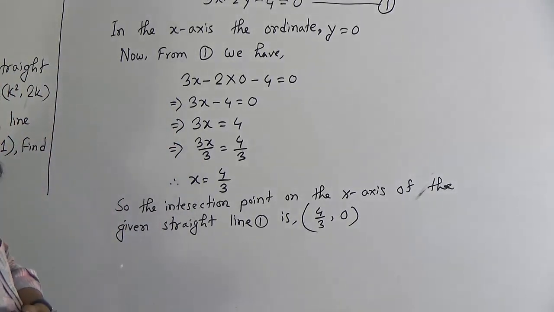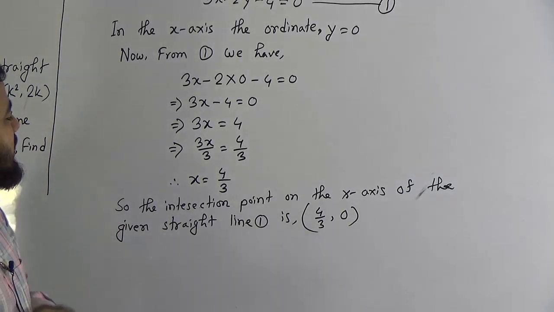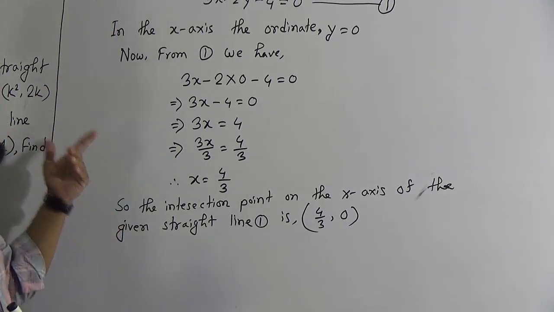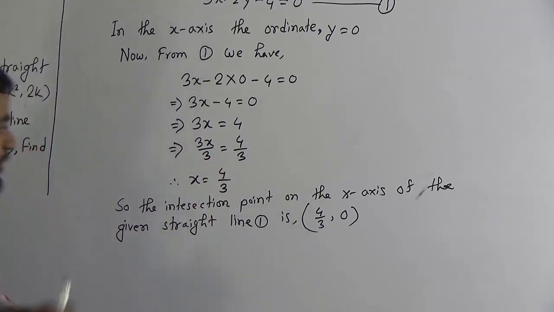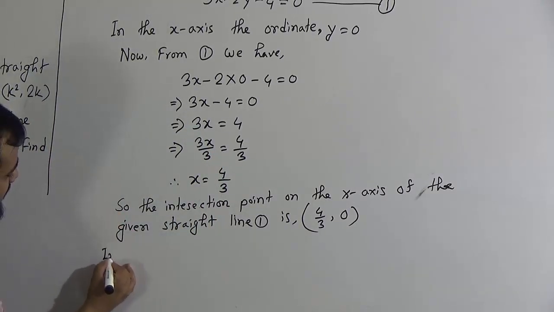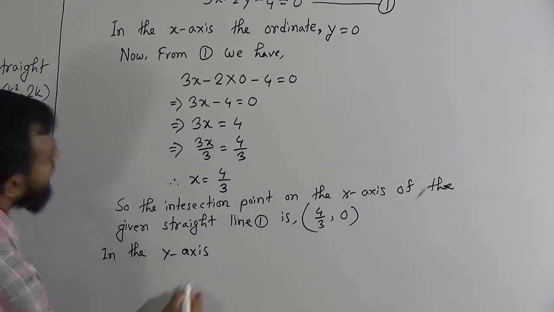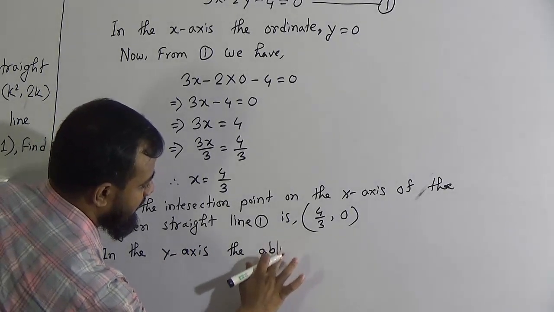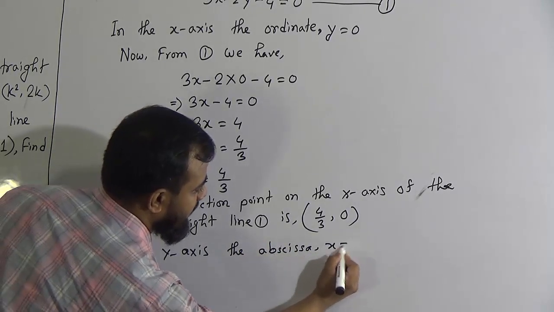And we also need to find the intersection point on the y-axis. How can we find it, my dear students? We can solve it this way, because on the y-axis the abscissa will be 0. That means the x value now will be 0. Okay, now I am going to solve the second part. In the y-axis, the abscissa x is equal to 0.